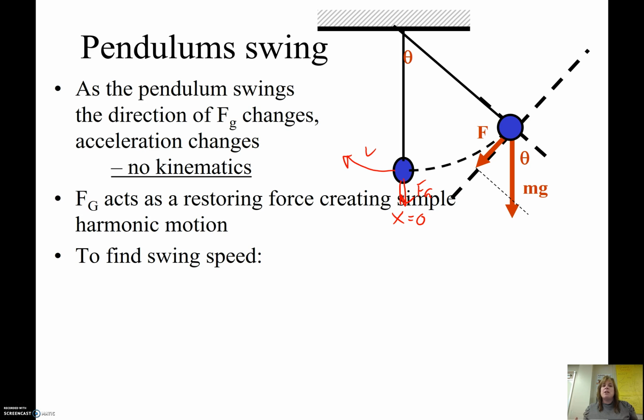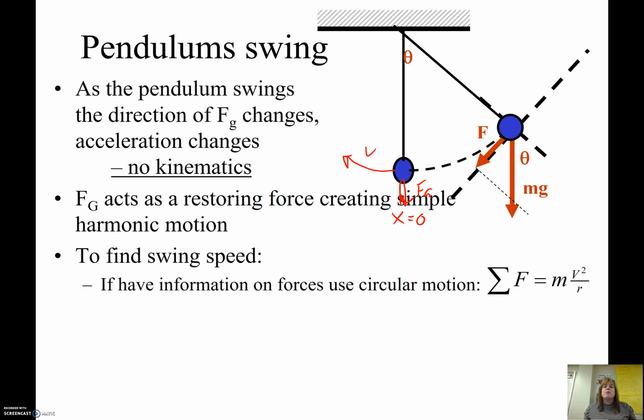Now, a lot of times in pendulums, you're going to be asked to find the swing speed. Well, there are two ways to go about this. One, if you have information about forces, then don't use conservation of energy. You want to use the stuff we learned about in the circular motion unit. So the sum of the forces is mv squared over r, because a pendulum is really just making a circle, right? It's just a part of a circle.